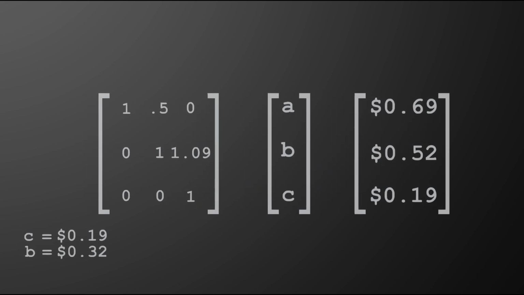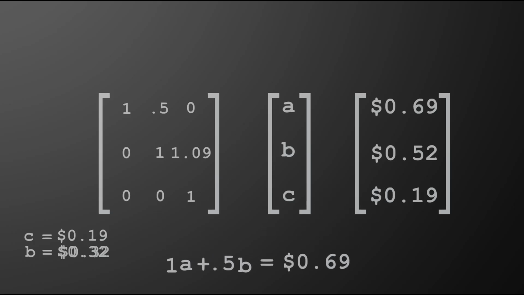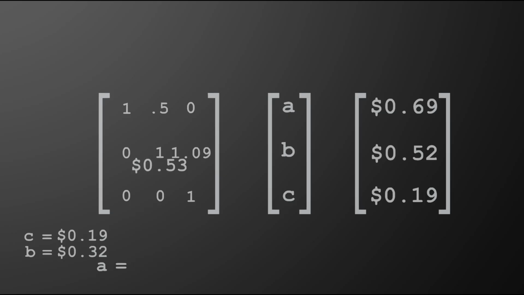Row 1 says that 1A plus 0.5B equals 69 cents, which is really saying that A plus 0.5 times 0.32 equals 69 cents. Which means that A equals 53 cents.